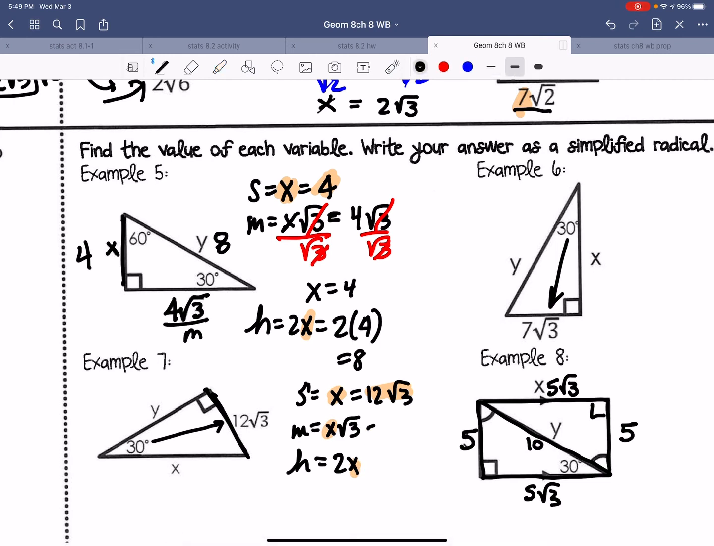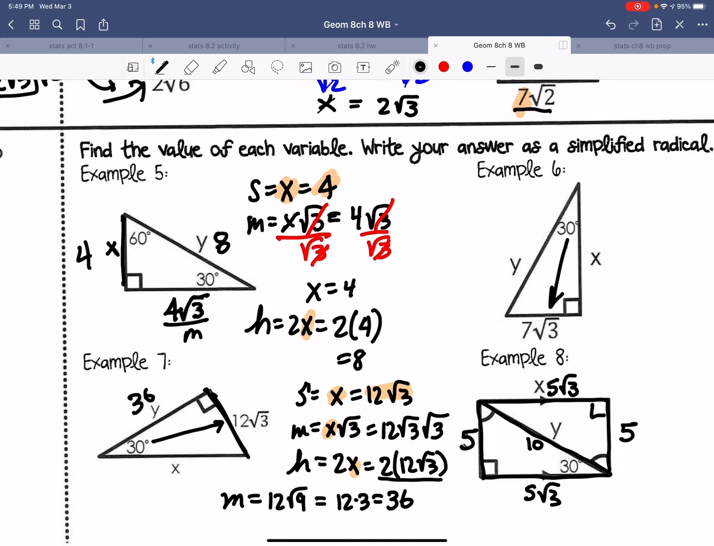So let's just plug it in. 12 times the square root of 3 times another square root of 3. So the first one would be 12 times the square root of 9, or 12 times 3 gives me 36.